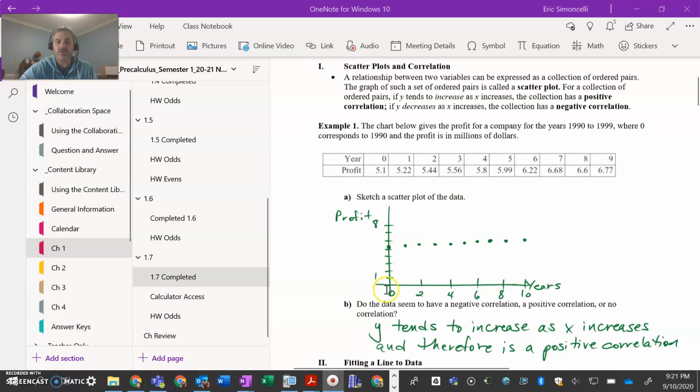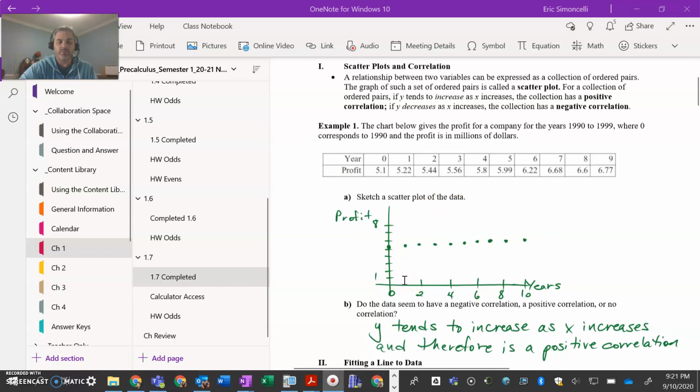That entails putting years on the x-axis and profit on the y-axis, going up by 2 is what I went ahead and did. And then for the profit, you can see here 0 comma 5.1, 1 comma 5.22, 2 comma 5.44, and so on and so forth. So go ahead and plot those points. It doesn't have to be perfect. And yes, later I will show you how to do this on your calculator.